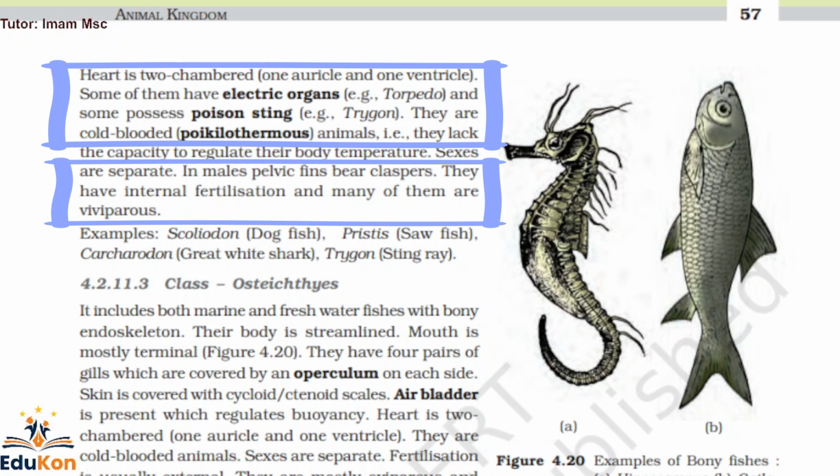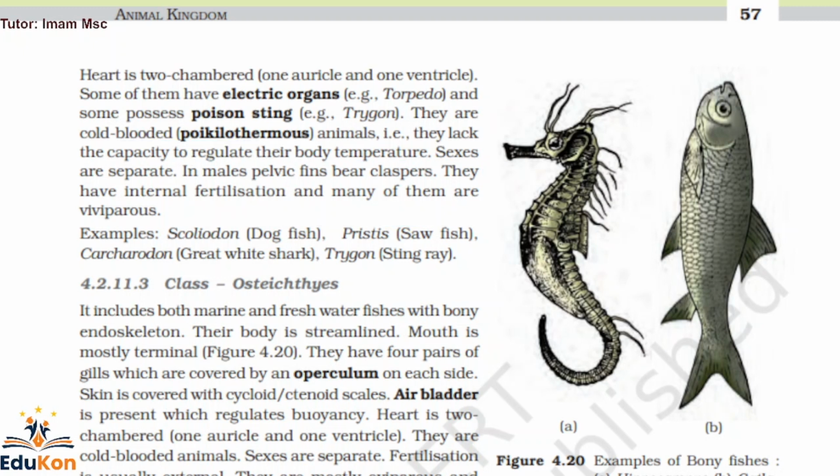The examples I said before: Scoliodon, that is dogfish, and Pristis, that is sawfish. We have another two examples here: Carcharodon, that is great white shark, and Trygon, that is stingray. So all these four examples are in this class Chondrichthyes. So how can we expect questions? For example, which class does Trygon belong to? You can apply the same question for all the four examples.